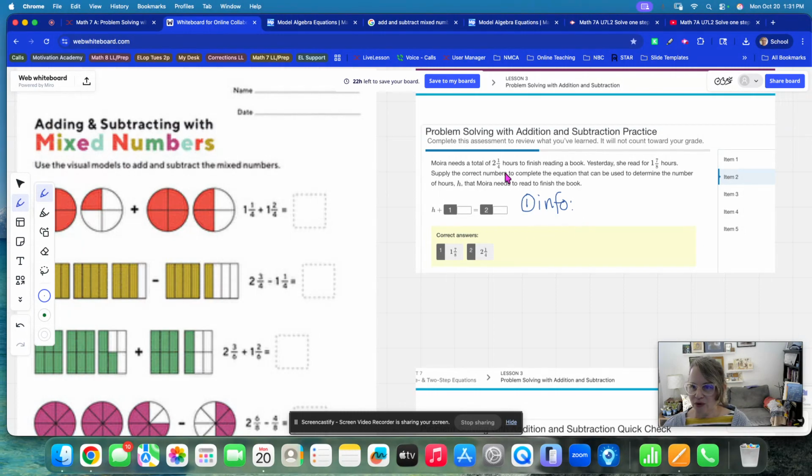Okay, so this 2 1/4, that's the hours to finish the book. Okay, the 1 7/8 hours, that's what she read yesterday. Okay, and so I don't have any more numbers they're giving me. So the last thing I'm going to identify here is the unknown.